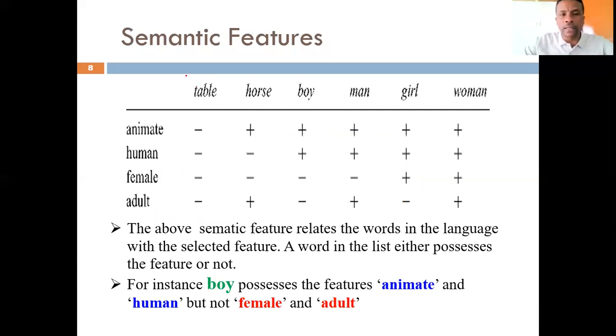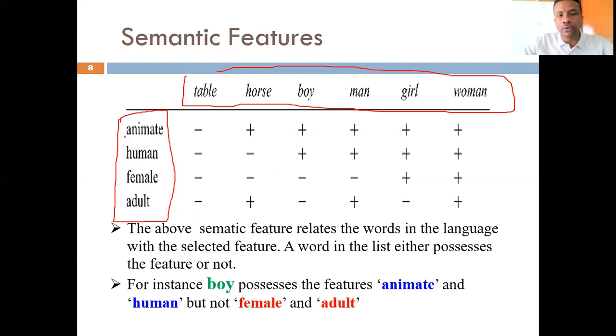So these are the words. The columns are the words that we have, and the rows are the semantic features that we want to represent. For example, the semantic features are animate, human, female, and adult. The words are table, horse, boy, man, girl. So what happened? For a horse, animate is plus, human and female is negative, and adult is plus.